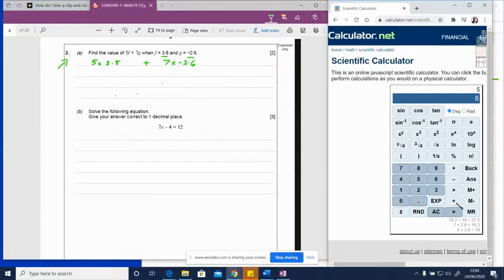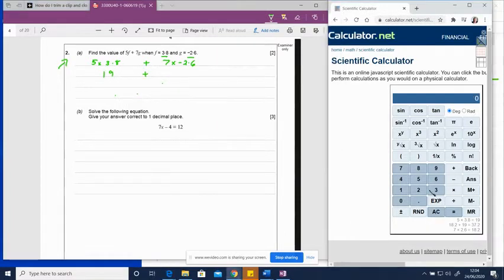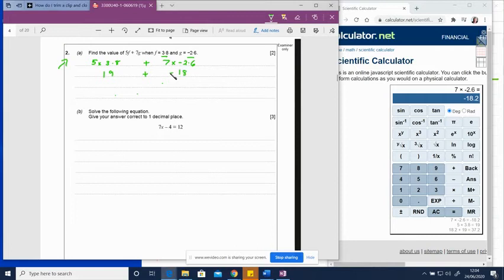Go over to my calculator. 5 times 3.8 is equal to 19. Plus 7 times minus 2.6, let's clear it. So 7 times minus 2.6 is equal to minus 18.2. So plus and minus together turns to a minus. So 19 minus 18.2. I don't need the calculator for this. I know the answer is 0.8.